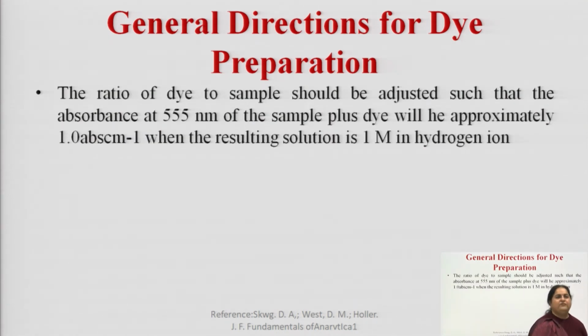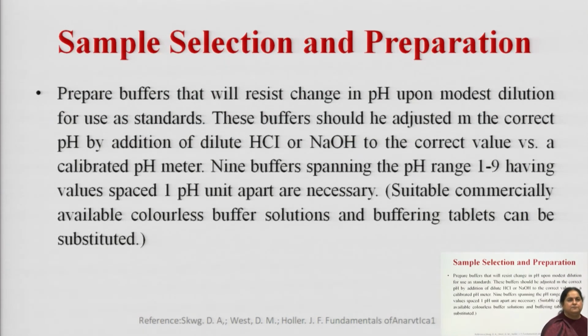The ratio of the dye to sample should be adjusted such that the absorbance at 555 nanometers of the sample plus dye will be approximately 1 when the resulting solution is 1 molar in hydrogen ion solution, okay. In the same way, you will adjust the dye to sample ratio so that the absorbance at 555 nanometers comes to 1, right, in 1 molar hydrogen ion solution.